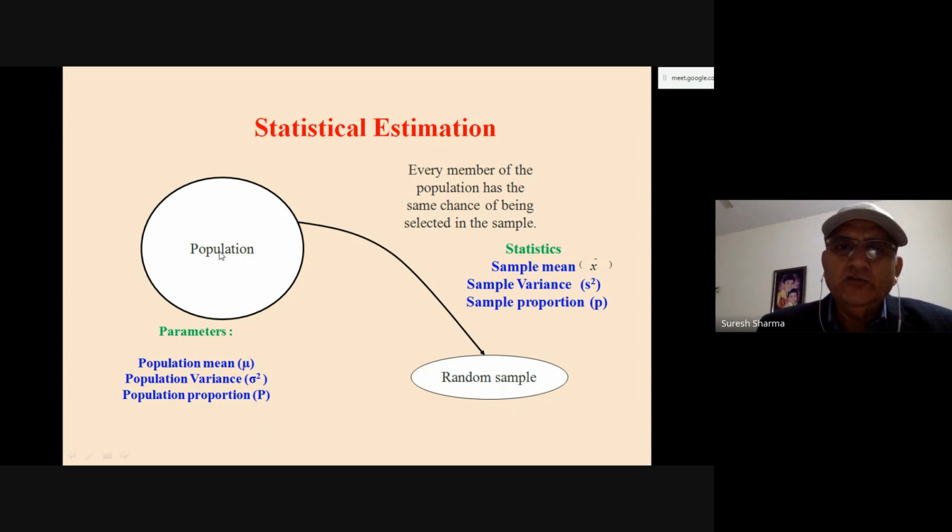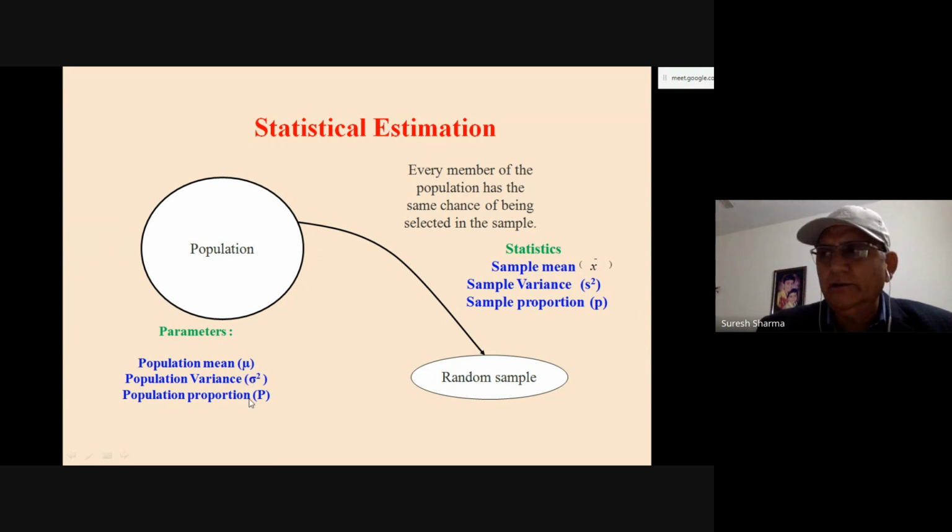So there will be values which are concerned with the population, and there will be values which are concerned with the sample. Now, listen to me carefully, please. If your values are concerned with the population, then they are known as parameters. For example, population mean, the standard notation in statistics is mu. This symbol is called mu. Similarly, population variance, the standard notation is sigma square.